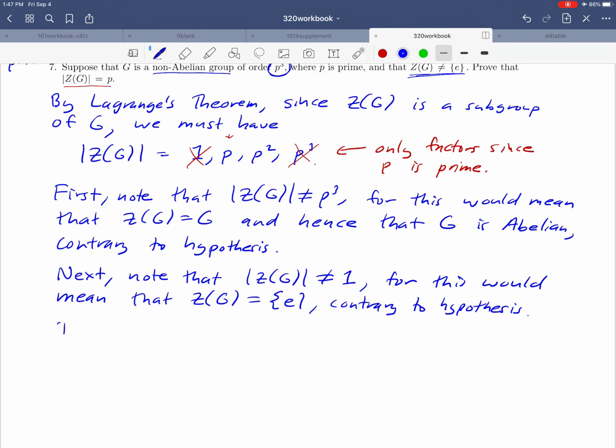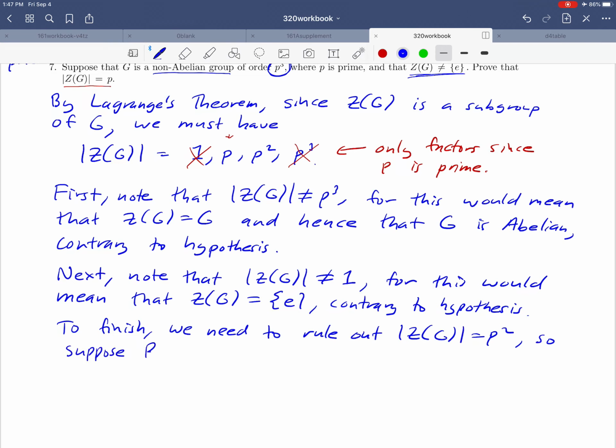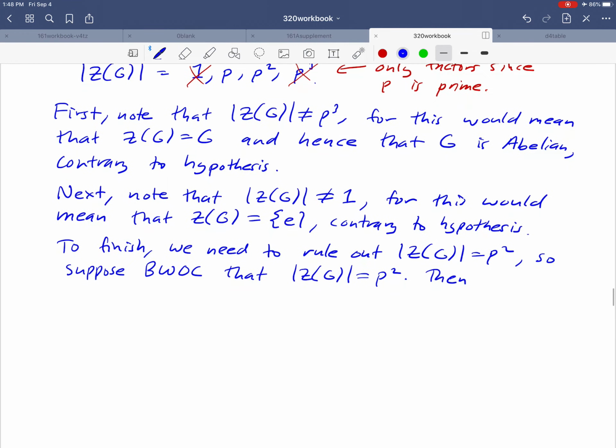To finish, we need to rule out the case that the order of Z of G is equal to p squared. In other words, we need to show that that can't happen. So let's suppose by way of contradiction that it does happen. Remember, BWOC stands for by way of contradiction. Let's see where that leads us.